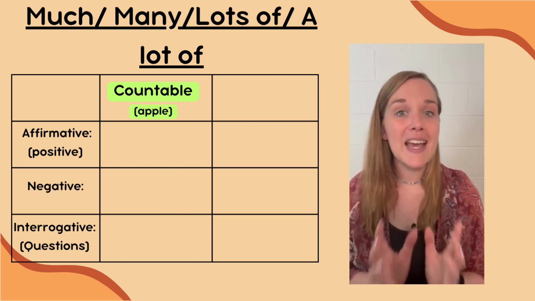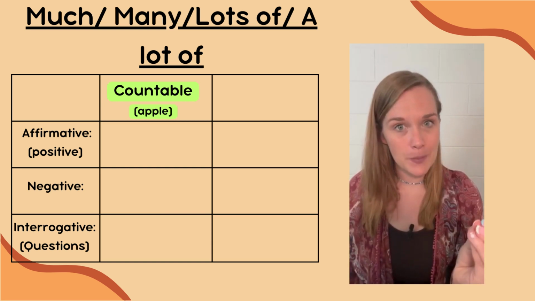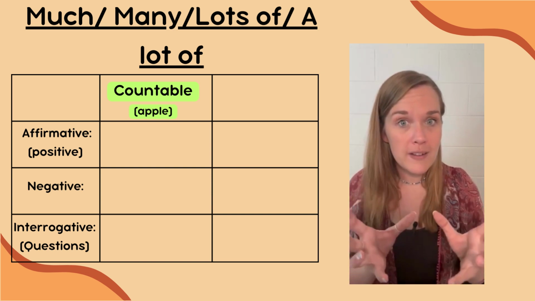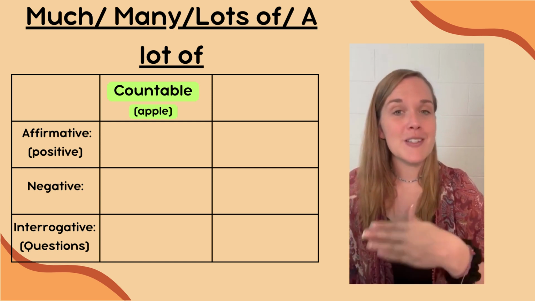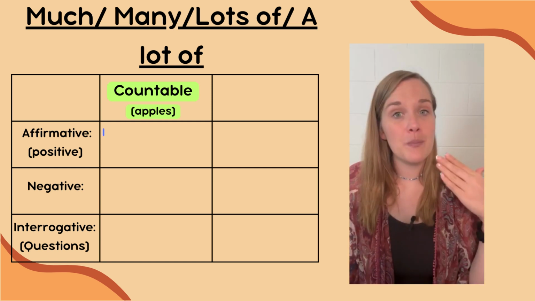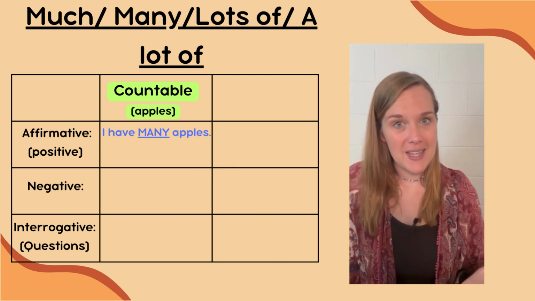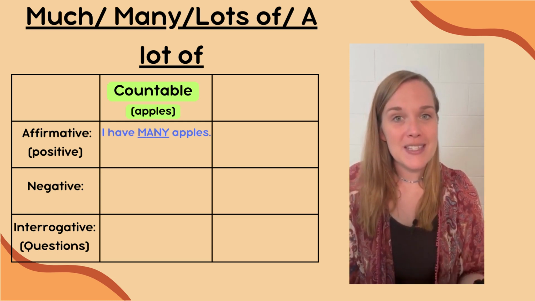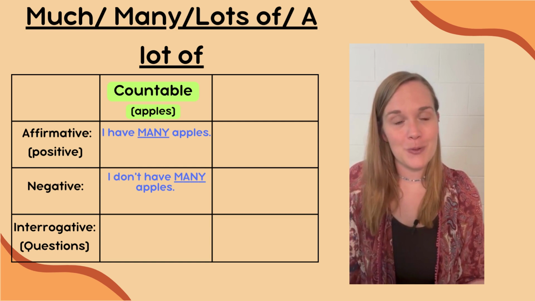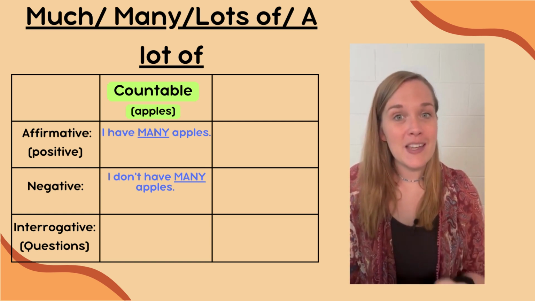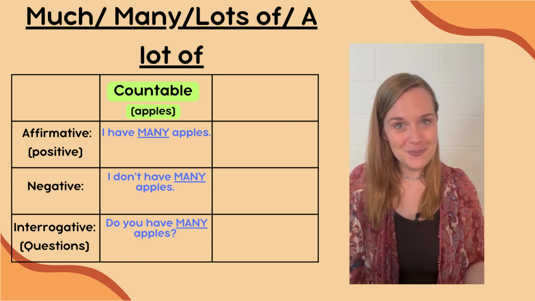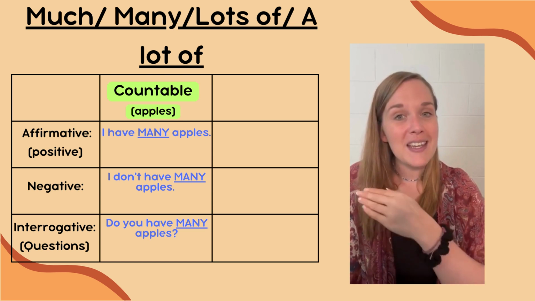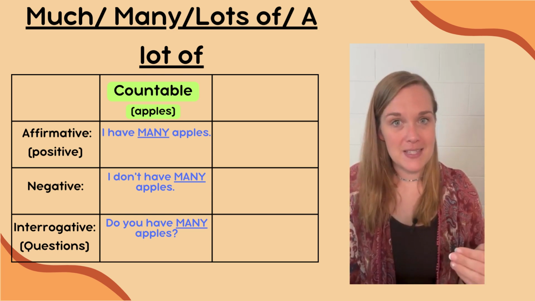First, let's take countable nouns. So let's take our apple from earlier. Because we are using many, it's meaning we have more than 1, we are going to have to use the plural. So, apples. In the positive sentence, we can say, I have many apples. In the negative sentence, we can say, I don't have many apples. And in questions, we can say, do you have many apples? Easy? Yeah, pretty much. You can use many in all types of sentences.